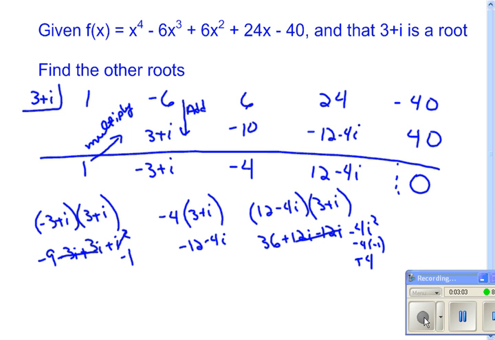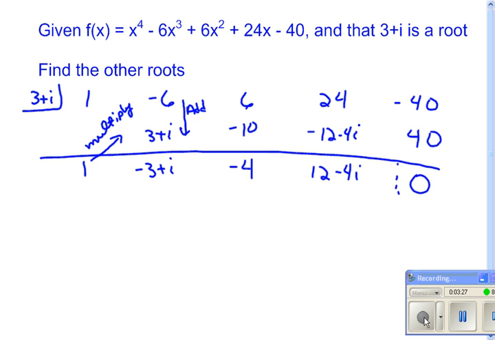Now, we know from the remainder theorem that that better be a 0 because I told you 3 plus i is a root. If you don't get a 0 at this point, don't keep going because you have to go back and change something. If we are told that 3 plus i is a root, that has to be a 0. All right, I'm going to erase this work that was off on the side so that we have room.